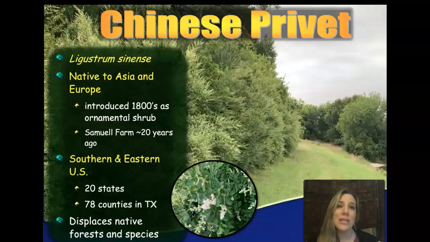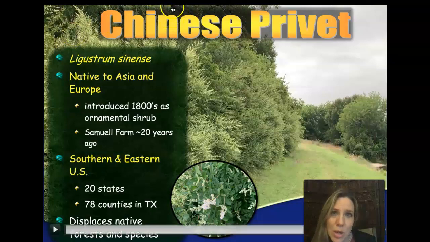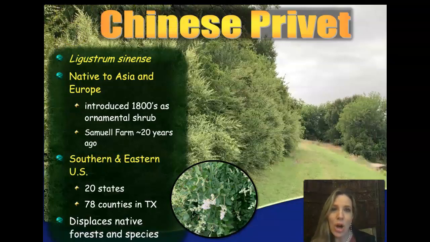And it's very sad because one of the things this plant does is it likes to encroach on forests. So you can see a little bit of some of the tall hardwood trees that grow in Samuel Farm, and just over the years, even in the last couple years, I've noticed just this privet will go in there and just start encroaching on the forest and choke out the trees. So really sad and really hard to remove.